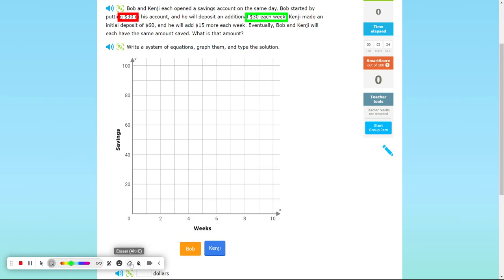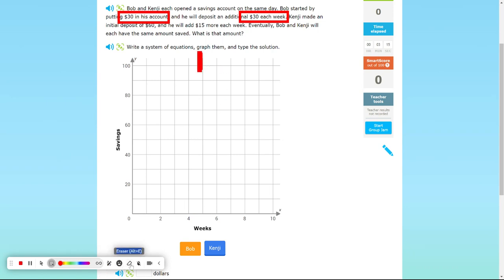Okay, so let's set up the equation first for Bob. So the total money he has is $30 times x, added with $30. Let me see here. Oh, I deleted everything, so let's write again. He started with $30 and he deposits $30 per week. So let's write this down for Bob.